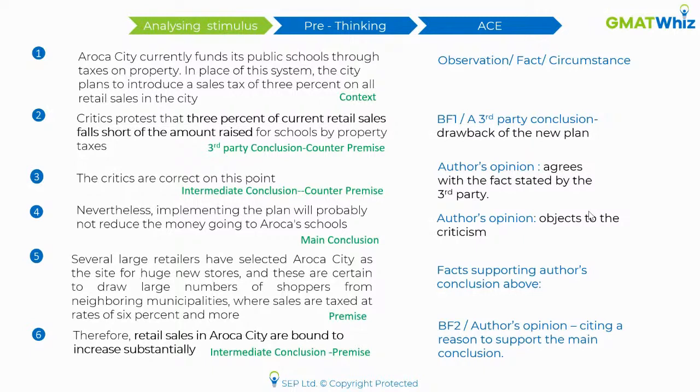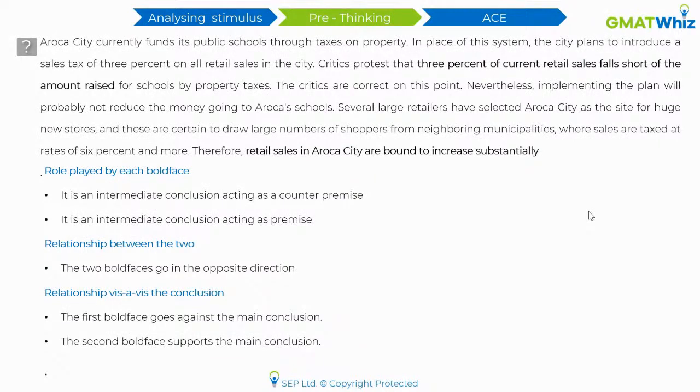All right, and this is the way we need to read our boldface questions. In fact, any CR stimulus, you're supposed to identify the relationship between all of the pieces of information to understand a scenario. Okay, so once you've done this, the next step is very simple. The pre-thinking, as we call it on boldface, has this structure where you identify the role played by each boldface. So here, the first boldface is an intermediate conclusion acting as a counter premise. The second boldface is an intermediate conclusion acting as a premise. The relationship between the two, they go in the opposite direction, and the relationship of each of the bold faces with the main conclusion. So the first bold face goes against the main conclusion, and the second bold face supports the main conclusion. With that, we will move to the answer choice elimination.